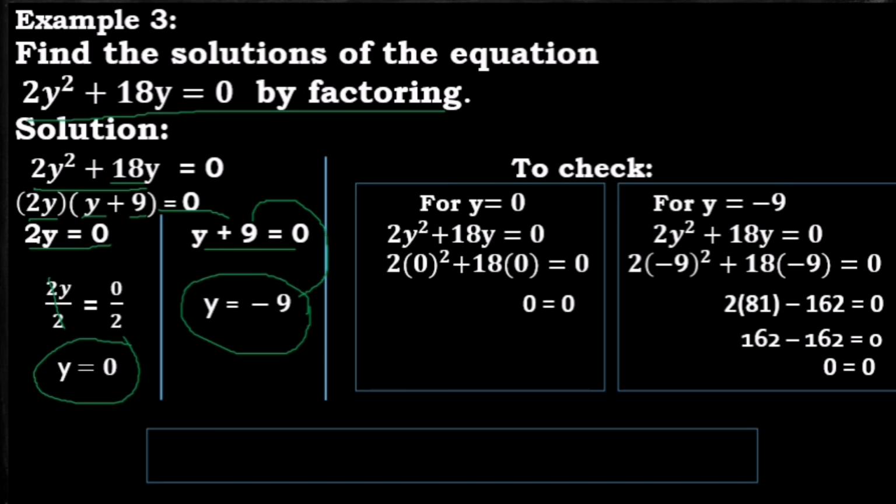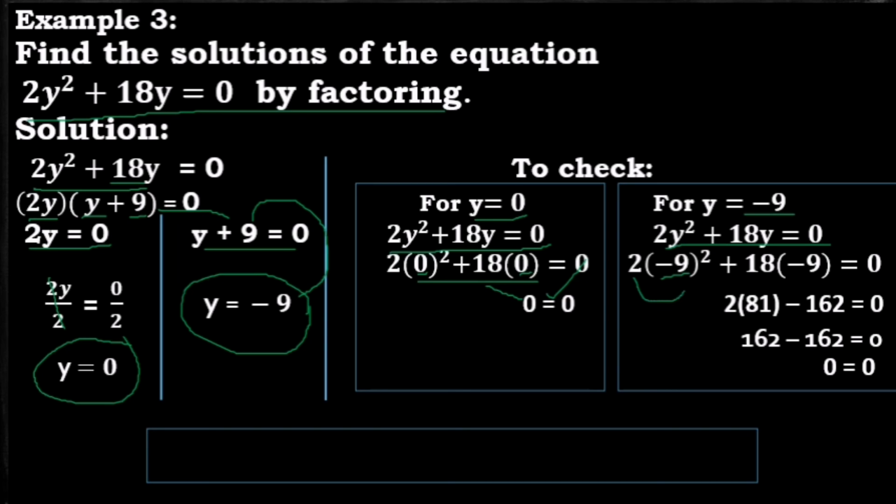Now to check, for y equals 0, of course, we're going to copy first the equation, then substitute y by 0. So 2 times 0 squared plus 18 times 0, of course, the answer for that is 0. And if you have observed, we have also a balanced equation for y equals 0. How about for y equals negative 9? Again, the same process, copy the given equation. Next, substitute y by -9.